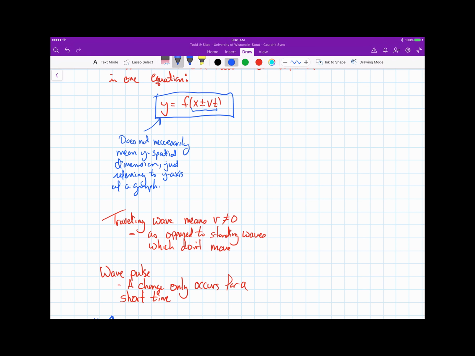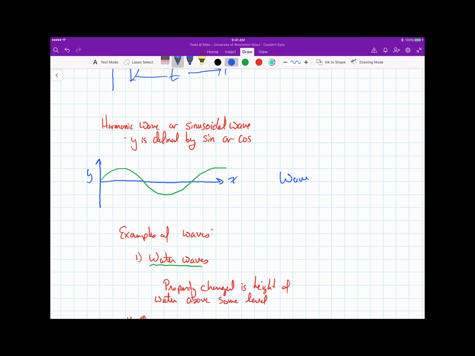Now we're actually going to focus a lot of our time on harmonic waves. And so when we use the term wave, typically we are referring to the harmonic wave or sinusoidal wave, where the property in question is essentially defined by a sine or a cosine.